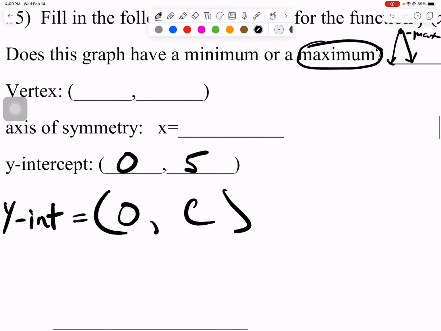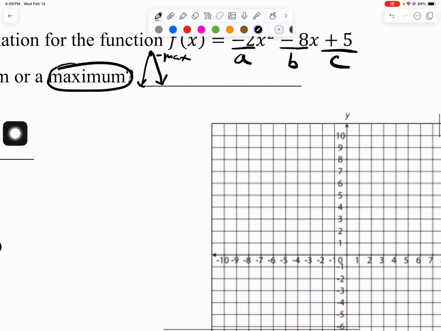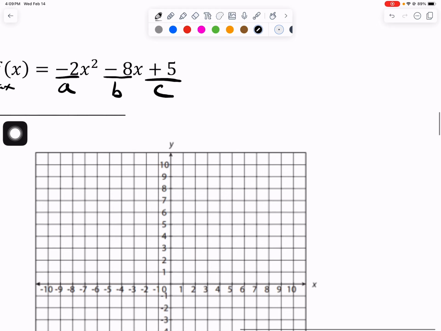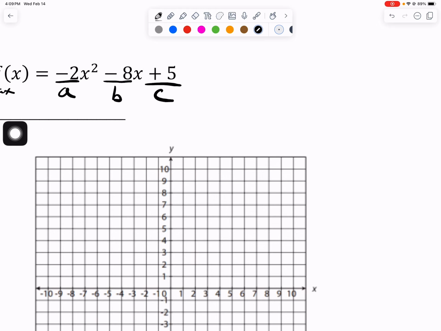Perfect. Done. All right. Axis of symmetry and vertex. Well, to find the vertex, we have to get the axis of symmetry. So why don't we do that? Right next to this, I'm just going to put x equals. And again, I'll write out the formula for us so we have it and we build that comfortability.